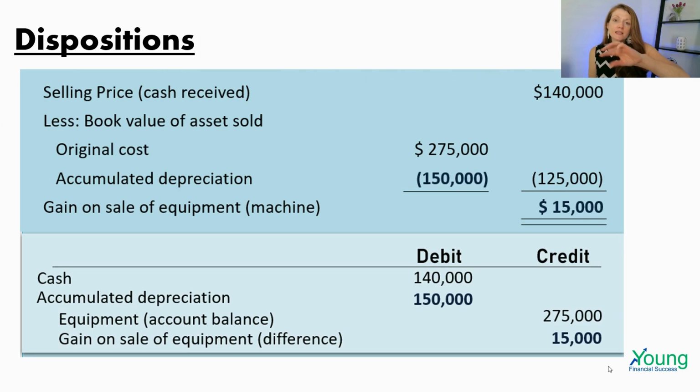Now, if you didn't take the time to do that top calculation and you just went straight for the journal entry and you're like, I'll just fill in the debit or credit wherever it's missing, how do you know whether or not it's a gain or a loss? Just remember, we always credit gains just like you credit revenue. And we always debit losses just like you debit expenses. So that should help you out when it comes to this part.